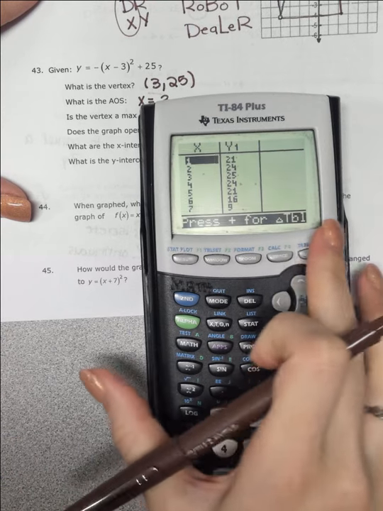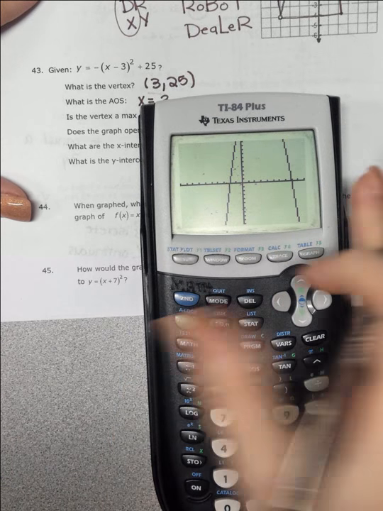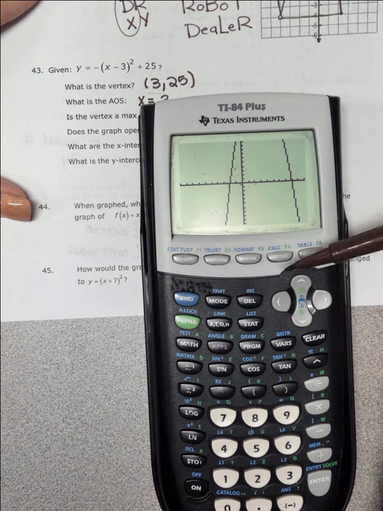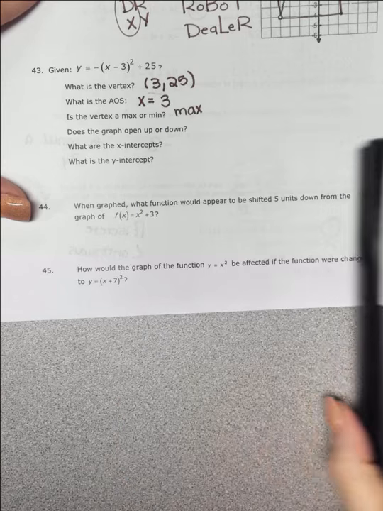Does the graph open up or down? If it is a maximum, that means the vertex is up here, it's opening down. The arrows, if you were to draw the graph, would be facing down.